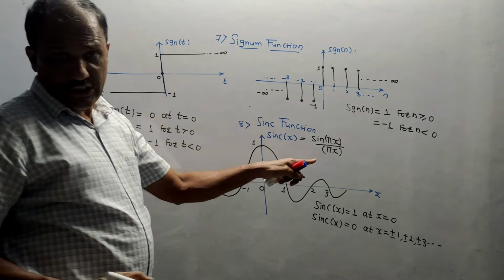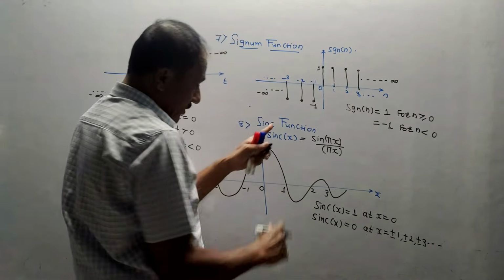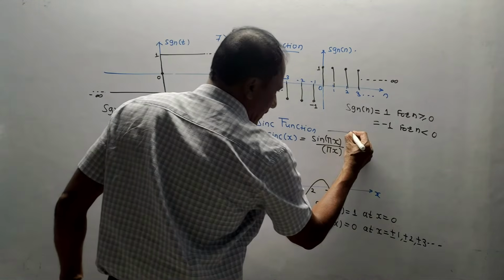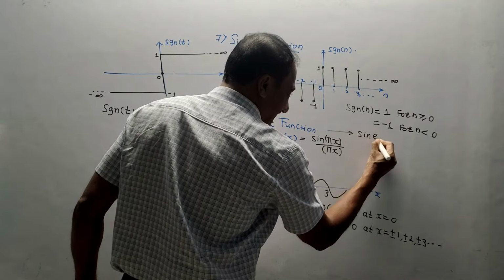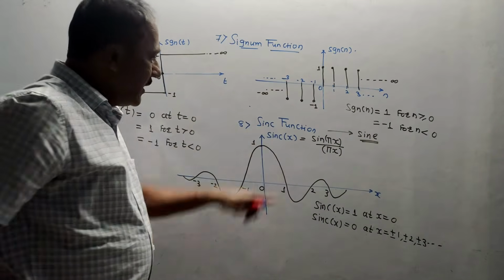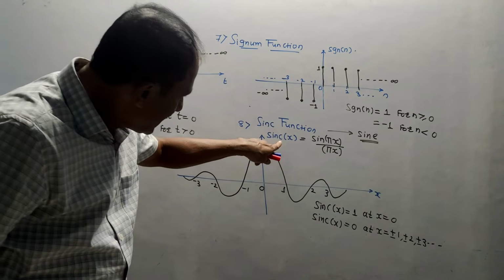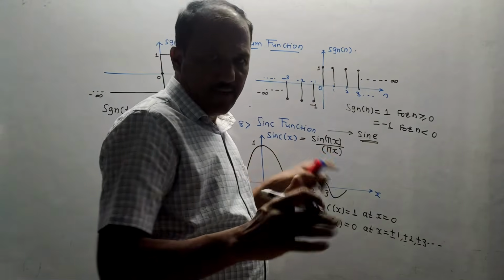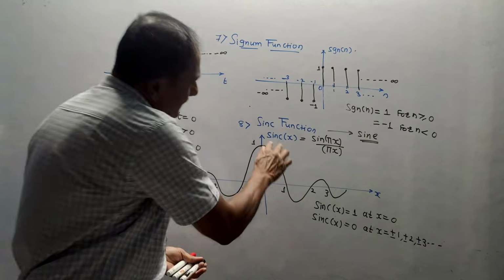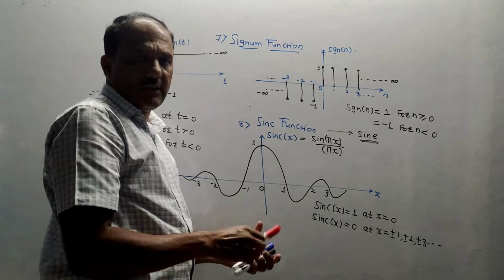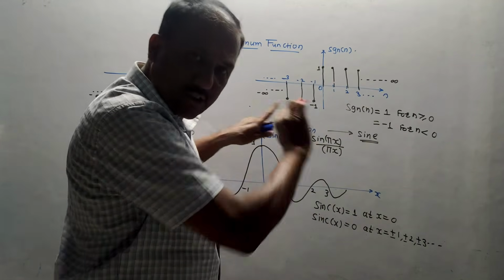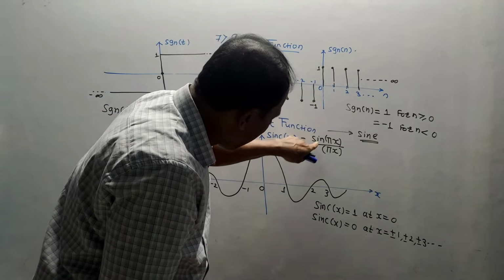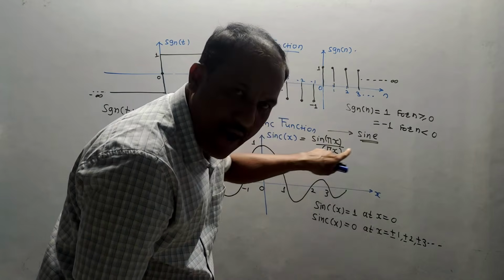The last function, which is the most important function, is the sinc function, SINC. Don't get confused, it is not sine, it is the sinc function. Mathematically it is defined as sinc of x. X can be anything, like x can be t or n. If it is a continuous signal, we will say sinc of t. If it is a discrete signal, we will say sinc of n. I have written the generalized notation. Sinc of x is equal to sine pi x divided by pi x.